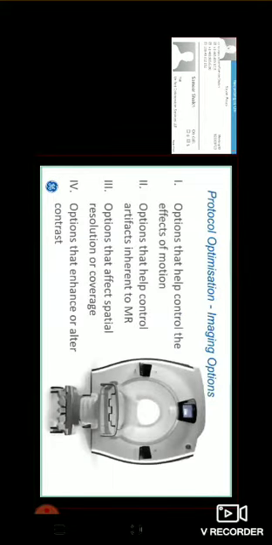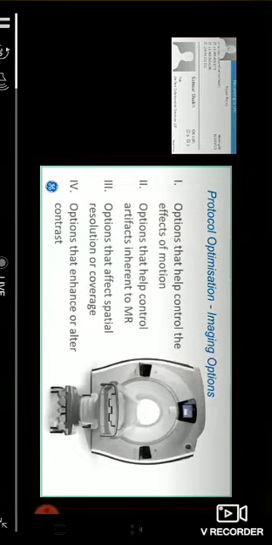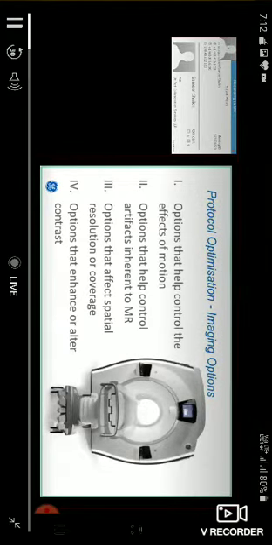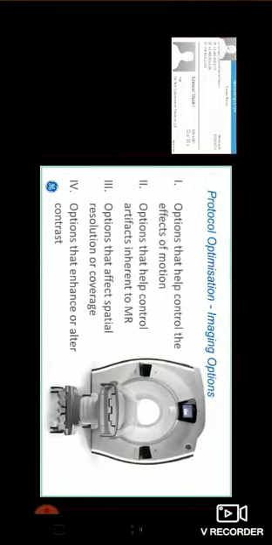Now, having seen the parameters affecting the SNR, we come to the imaging options. The imaging options are additional features or functionalities for the image processing. They can help to control your motion, remove some sorts of artifacts, increase your spatial resolution, and alter the imaging contrast.